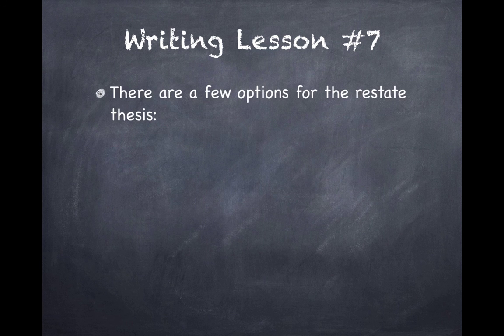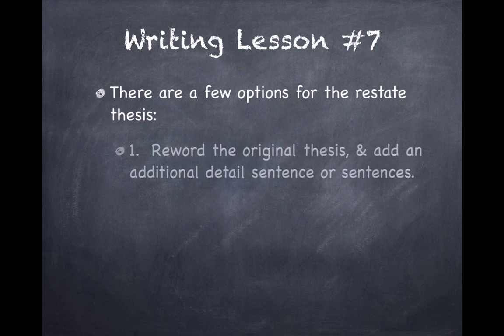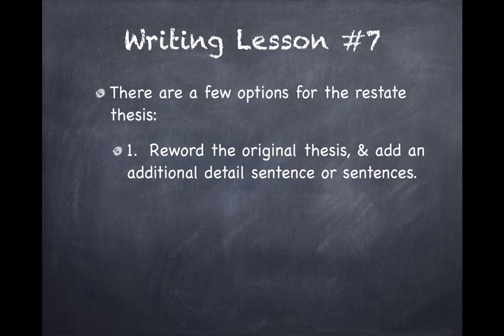So there are a few options for the restate thesis. Option number one is to reword the original thesis, and that would be just one sentence. Again, we're avoiding the same wording as before. Then a second sentence or additional sentences would add an additional detail sentence or sentences, which might provide detail or elaboration to further your point. One of those options could be to mention your ideas. If you look in your pre-writing plan at your ideas one, two, and possibly three, you can just put them in a listing order. That's one option for your additional detail sentence or sentences.